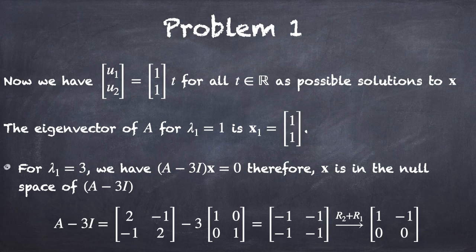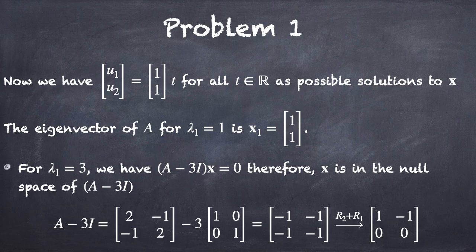Okay, so this (1, 1) vector is actually the special solution to the matrix, and the eigenvector of A for lambda 1 equals 1 is x1 equals (1, 1). So that special solution is now the eigenvector of A.